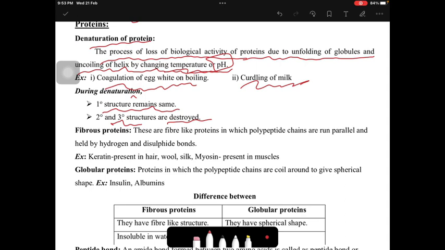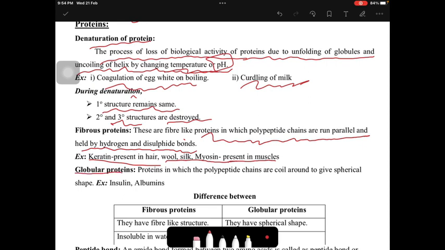Fibrous proteins: these are fiber-like proteins in which polypeptide chains run parallel and are held by hydrogen and disulfide bonds. Examples: keratin present in hair, wool, silk, and myosin present in muscles.